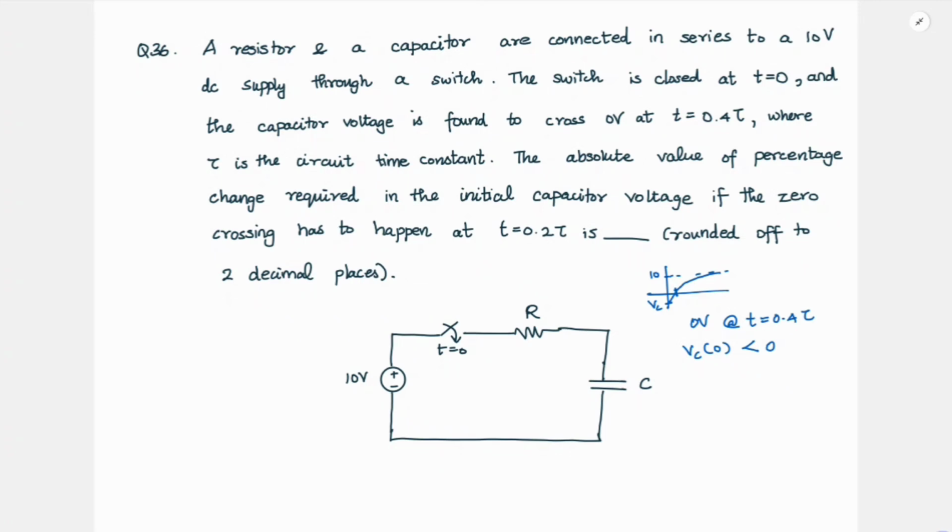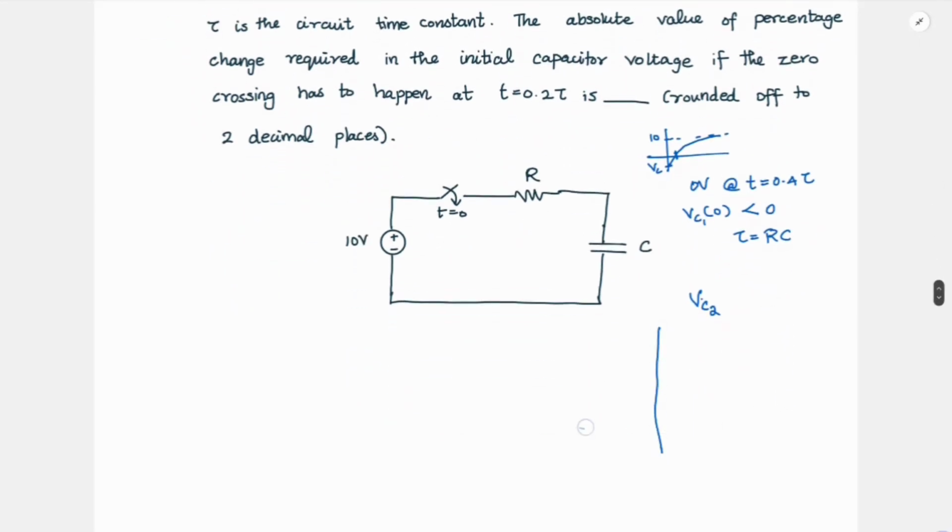Tau is nothing but the circuit time constant. So tau is equal to RC. So the absolute value of percentage change required in the initial capacitor voltage if the zero crossing has to happen at t equal to 0.2 tau. So now what they are telling is, if this is let's say VC1, if there was some other voltage VC2 to start with, this zero crossing will happen at a different time, right?